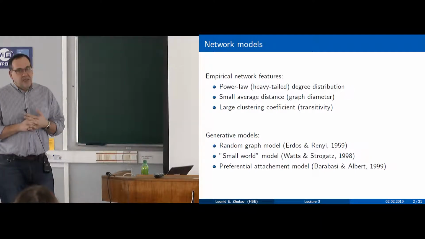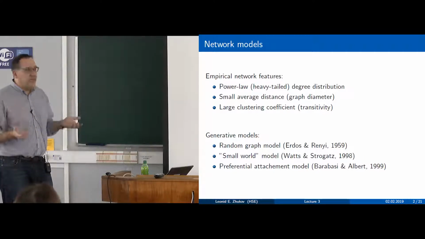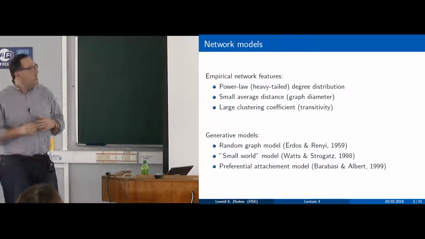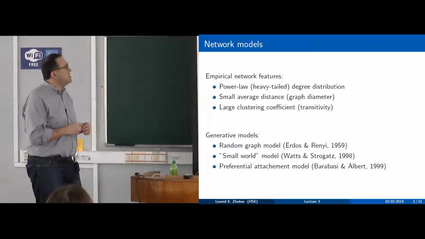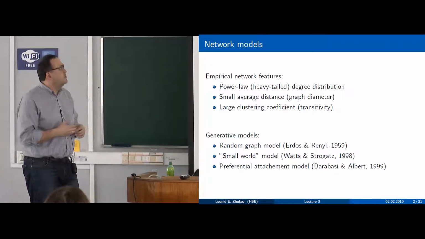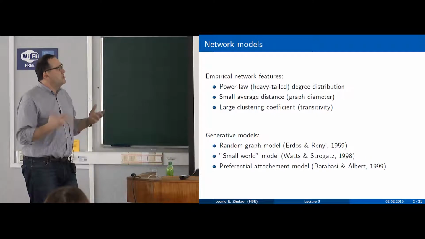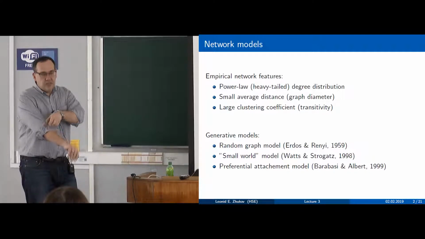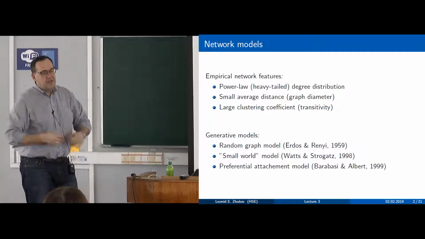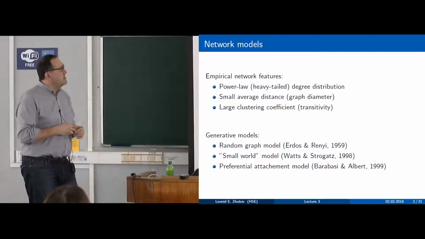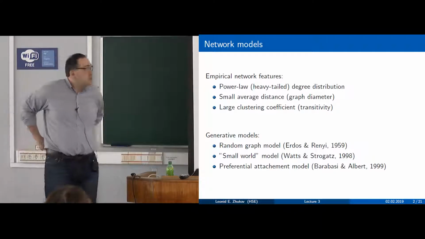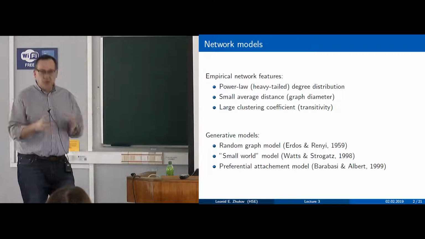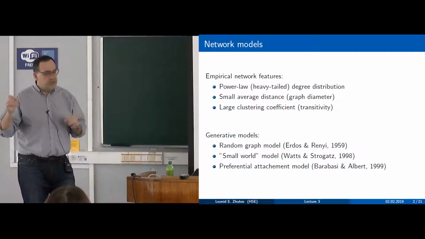We talked last time, in the previous lecture, about empirical network features, right? So the real world networks and their properties. And we saw and discussed that real world networks are usually power law distributed, with a heavy tail degree distribution, which means a lot of nodes with low degree, and some nodes with a very, very high degree. Then we talked about the graph diameter, so that those networks have quite a small graph diameter or average distance. So it's sort of a small world. It's very easy to get from one node in this network to any other node.